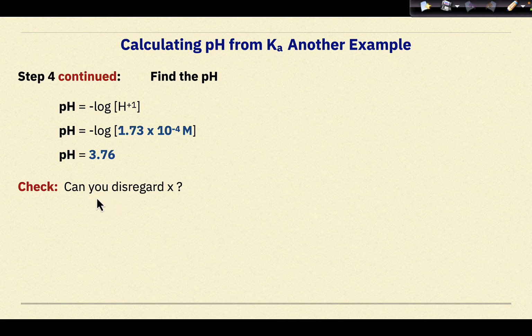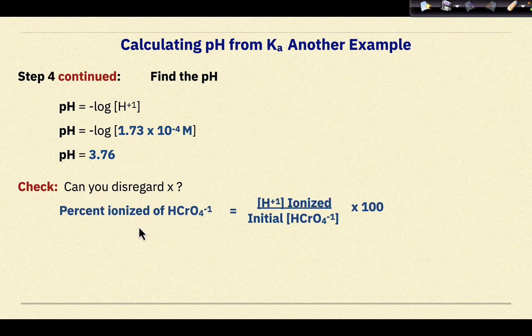So our next question is, can you disregard the x? We'll use the formula: percent ionized of hydrogen chromate ion is equal to the concentration of hydrogen that was ionized divided by our initial concentration of our weak acid, times 100. We'll then plug in our values. Our concentration of hydrogen that was ionized was 1.73 times 10 to the negative 4 molar divided by our initial concentration of the acid, which is 0.100 molar, times 100. And we find that our percent ionized is 0.173%, which means that we can absolutely disregard the x value.